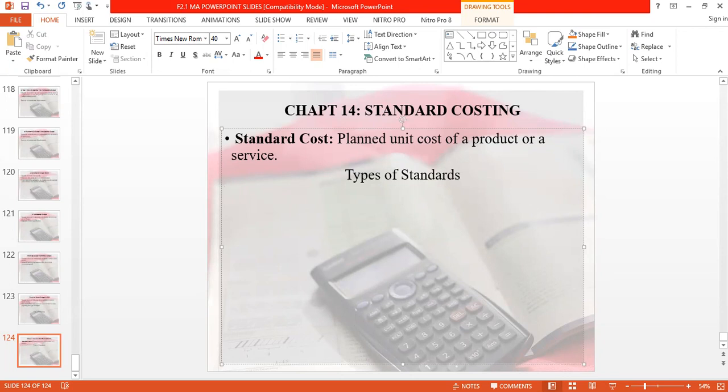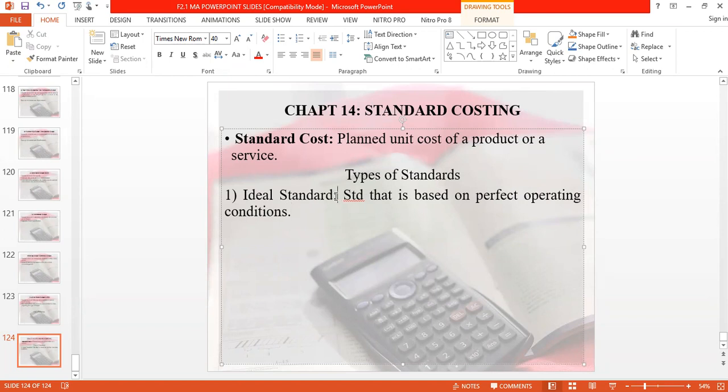We have, number 1, ideal standard. This is a common question in exams. When we plan to cost a product, the first type of standard that we use to plan is called ideal standard. So what is an ideal standard? It's a standard that is based on perfect operating conditions.